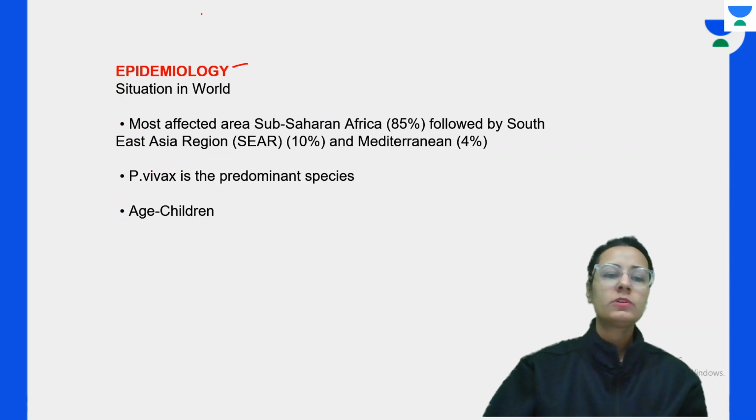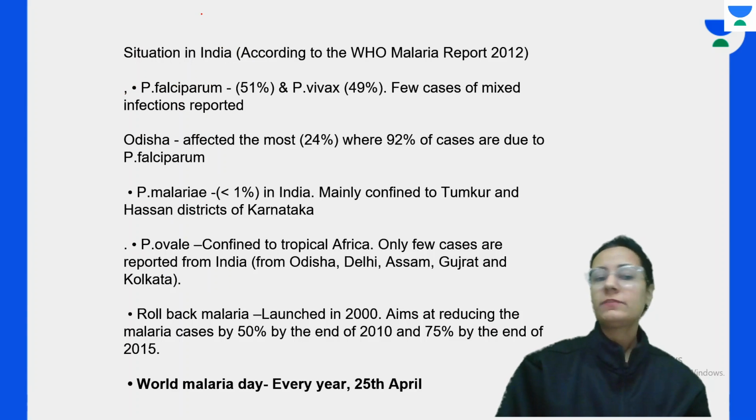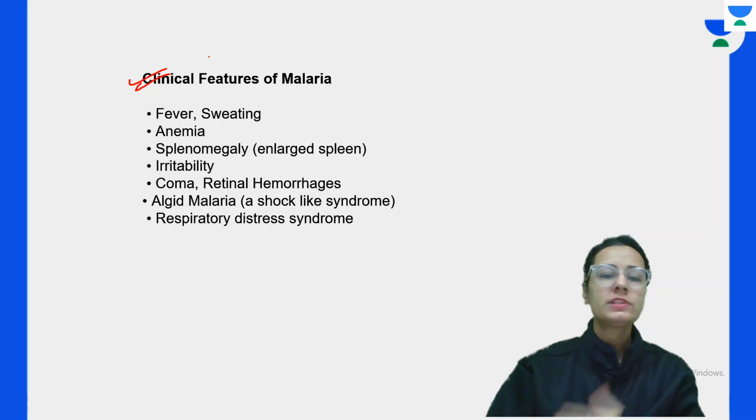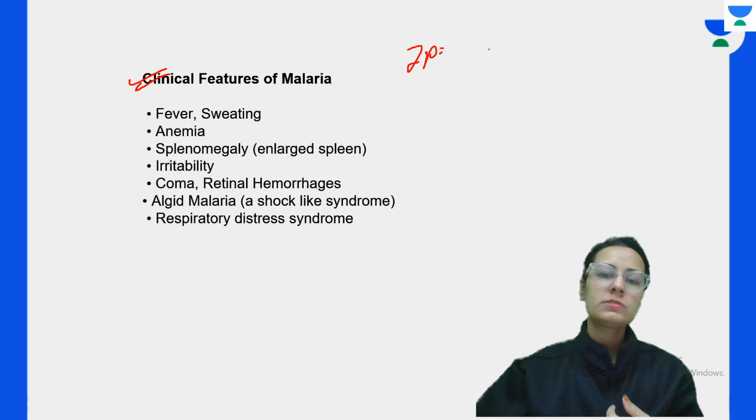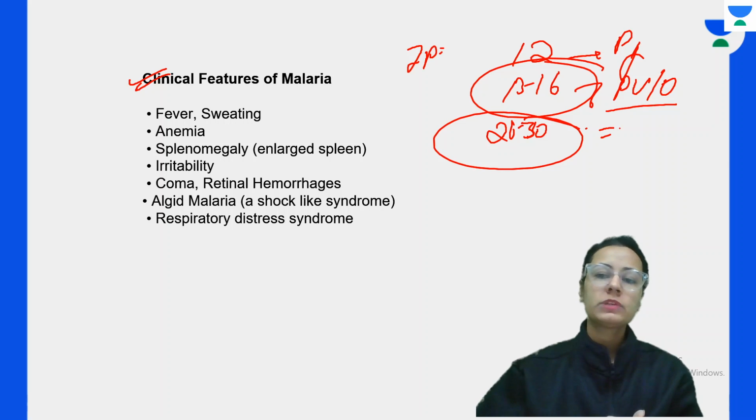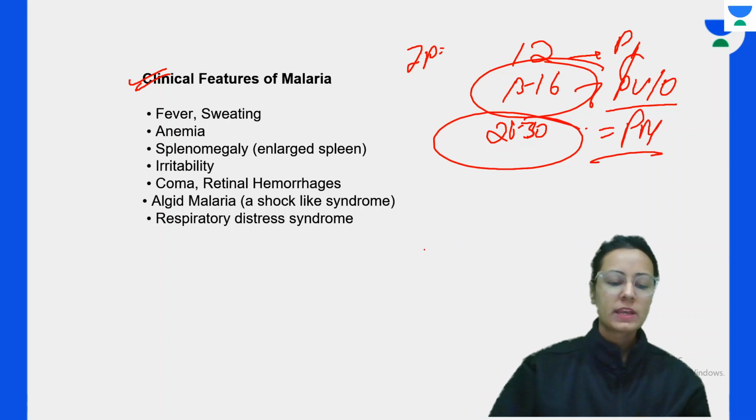Now, epidemiology: Vivax is predominant, children are mainly affected, and Malaria Day is the 25th of April. Odisha is the mainly affected state. Clinical features: fever and sweating, that is a febrile paroxysm, which is synchronous with the release of merozoites from the RBCs. And what is the incubation period? It is 12 days for Plasmodium falciparum, 13 to 16 days for vivax and ovale, and 28 to 30 days for malariae. Diagnosis, how do we do it?